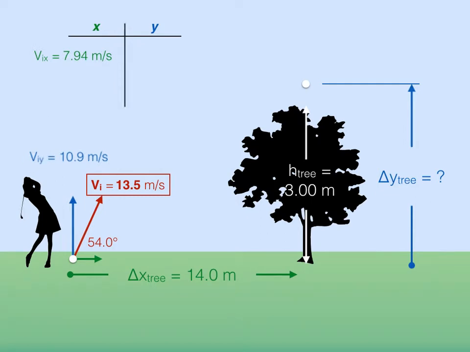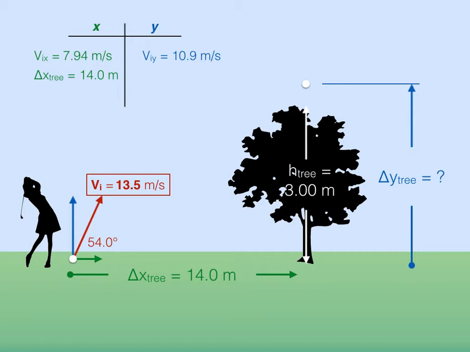All right. We also know initial velocity in the y direction is 10.9 meters per second. Go ahead and just write them in. We know the displacement, that is the x displacement to get to the tree, is 14 meters. The tree is 14 meters away in the x direction. Well, we don't know the delta y to the tree because that's what we're trying to solve. So we don't know that.